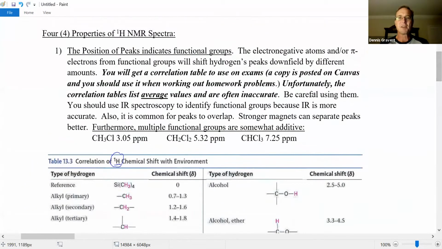Let's see, what else do we need to know? Yeah, all in bold print and italicized, just saying correlation table supplied. Unfortunately, it lists average values and it is often inaccurate. So this is your guide. These are suggestions, not hard fact. Correlation tables can be useful, but be flexible in using them.